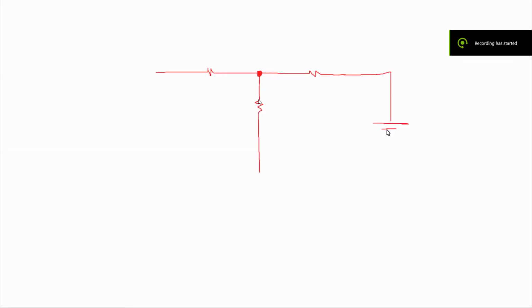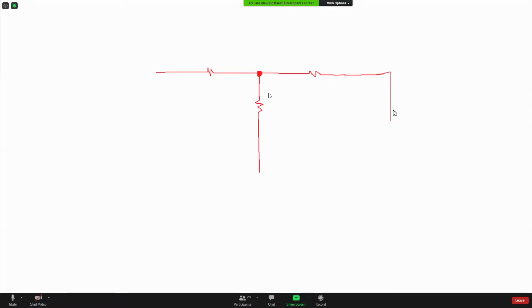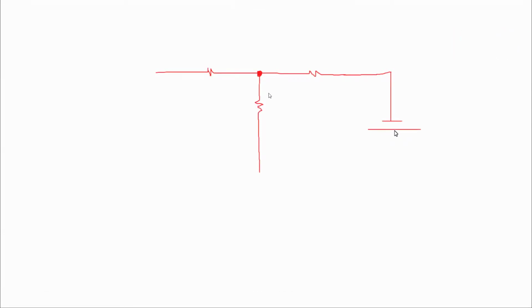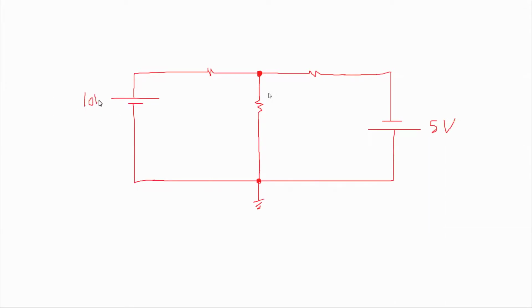Let me change this a little bit. This is another node. This is connected to the ground. Let's say this is 5 volt. This is 10 volt. Okay, this is, let's say, 2 ohm, 4 ohm, 6 ohm. Okay.